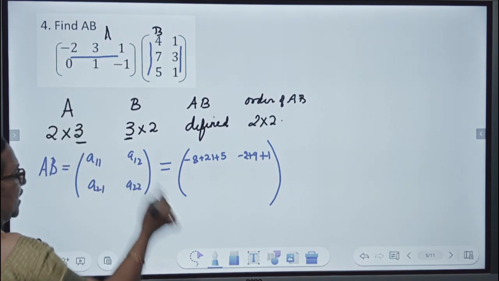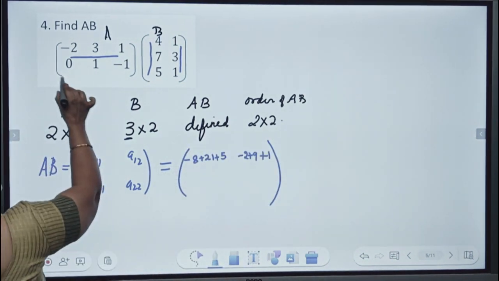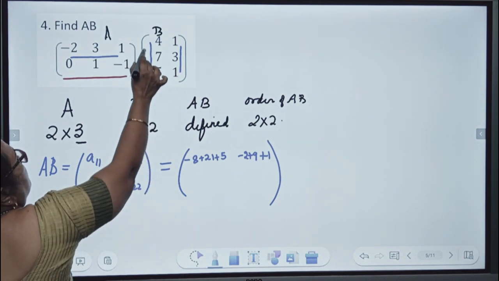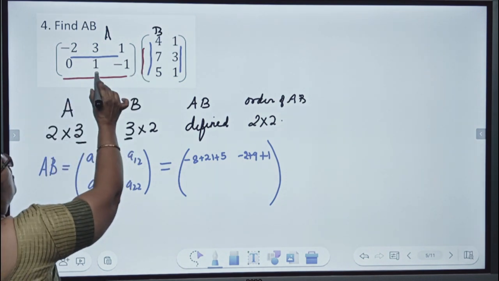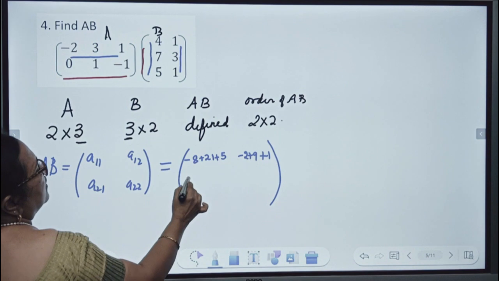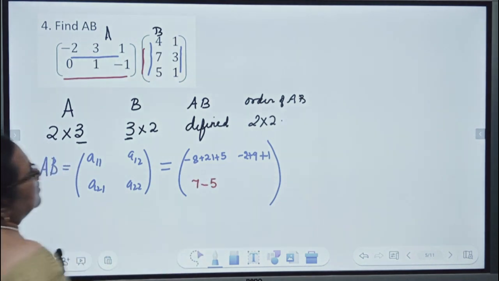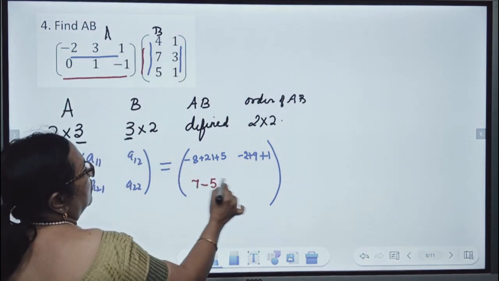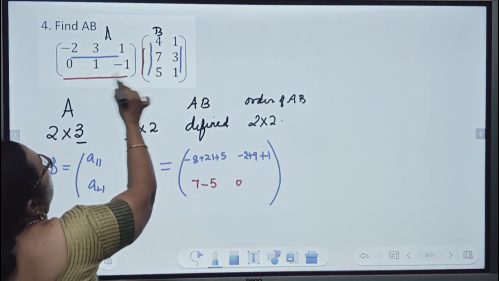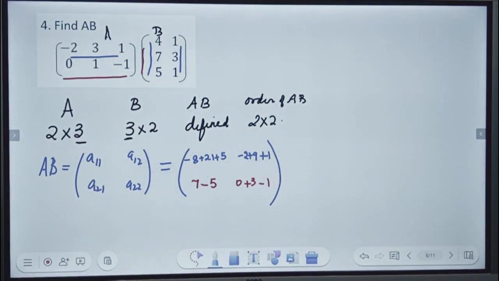Next you have second row, first column. So what will I get? 0 into 4, 0, plus 1 into 7, 7, minus 1 into 5, so 7 minus 5. Second row, second column is your A22, which will be 0, then plus 1 into 3, 3, minus 1 into 1, 1.